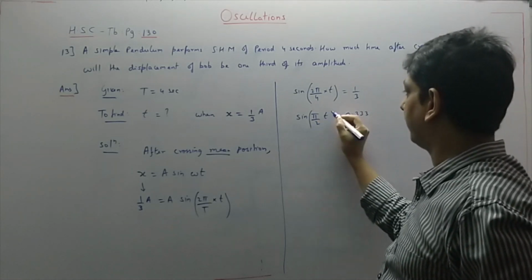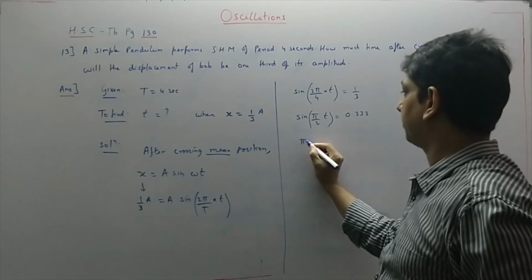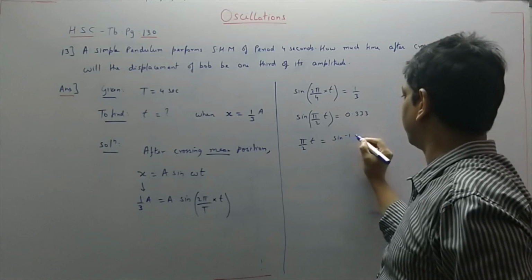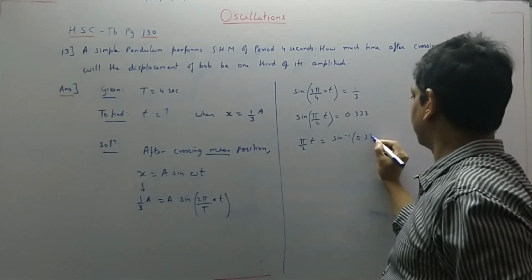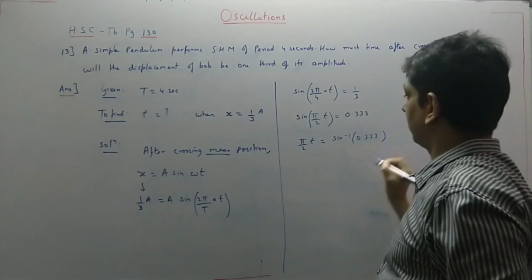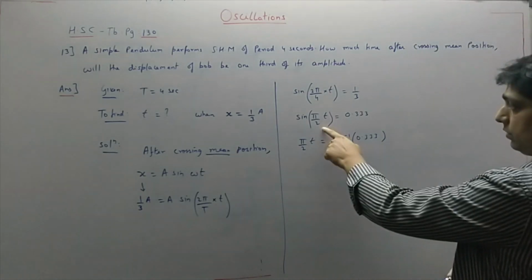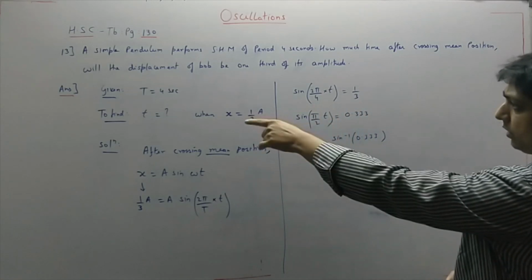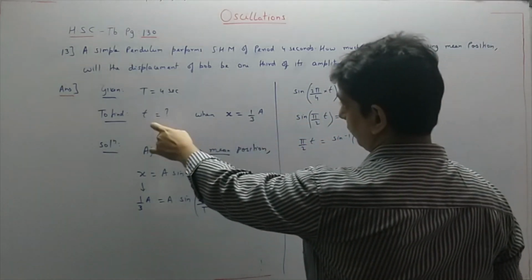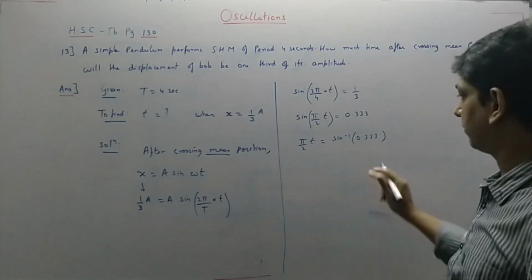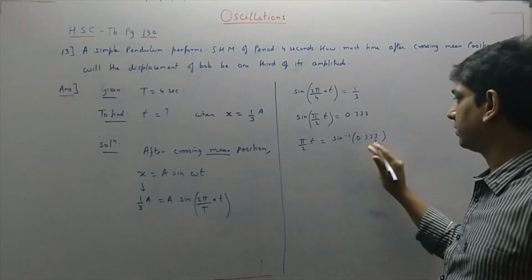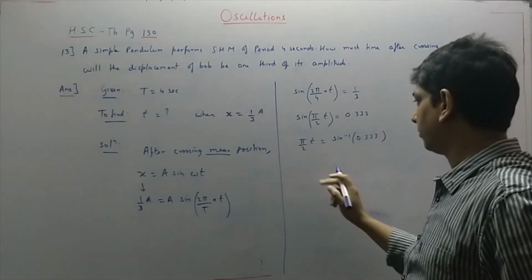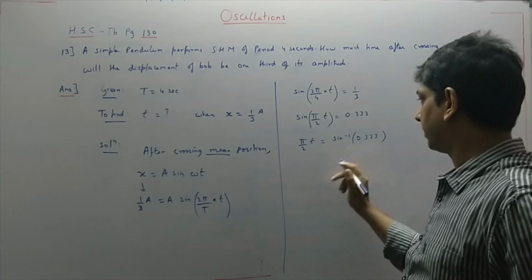Here we basically write pi by 2 t, sine inverse, it will go on that side, it will become inverse of 0.333. So this value is in radian, but we want the answer in seconds, that is t, the time it is going to take. In the logbook we have sine inverse in degree and this in radian. So we can convert this into radian.